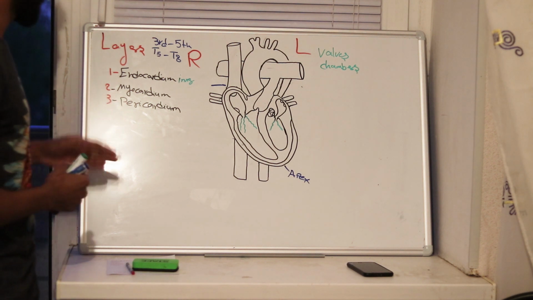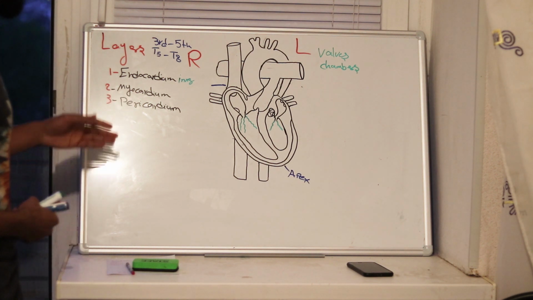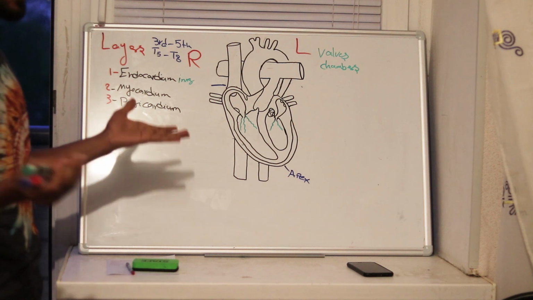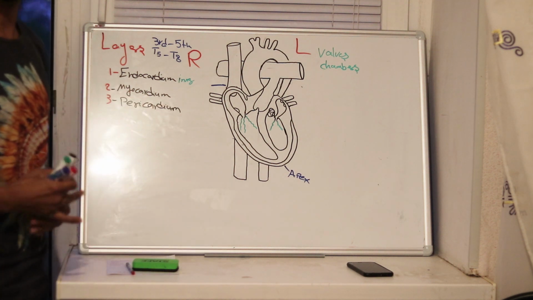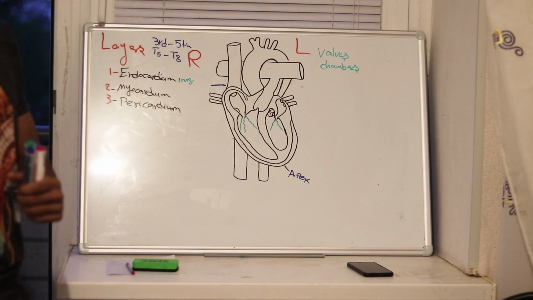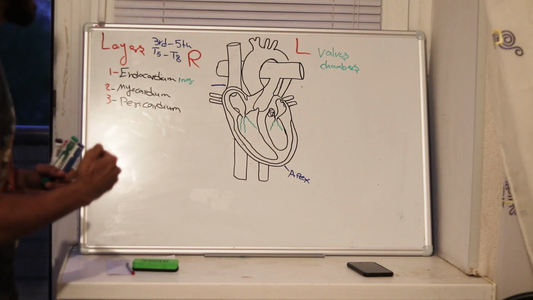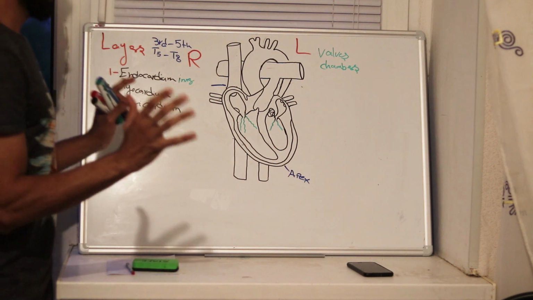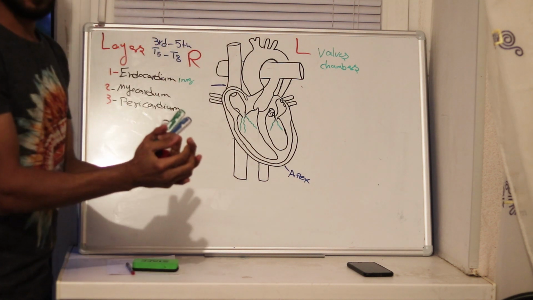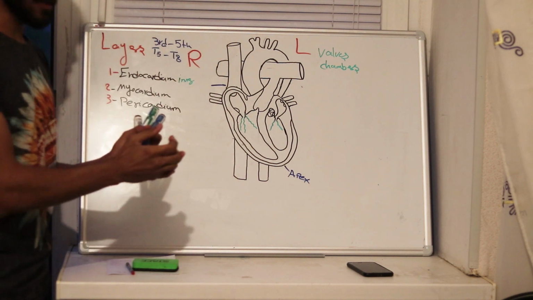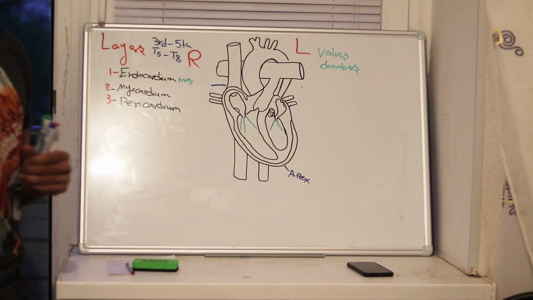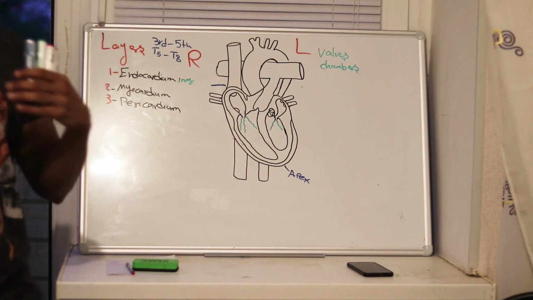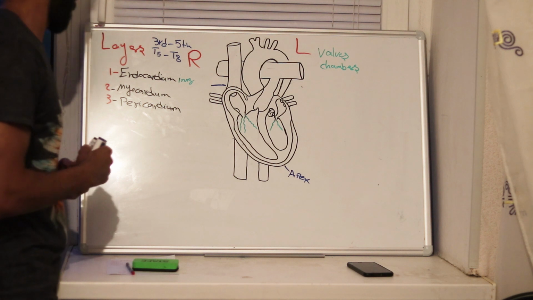The third one is the pericardium, which is serous tissue like the peritoneum and pleura. It has visceral and parietal layers. The visceral layer involves the myocardium, and the parietal layer covers the outside of the heart.